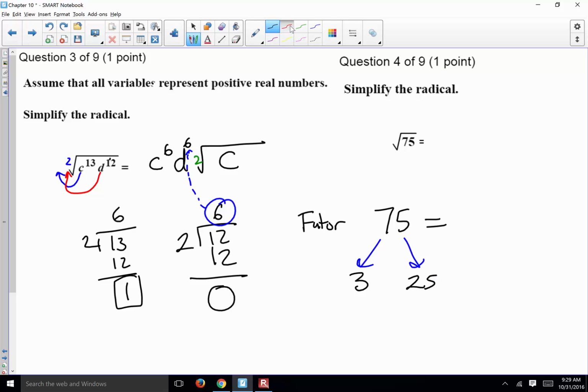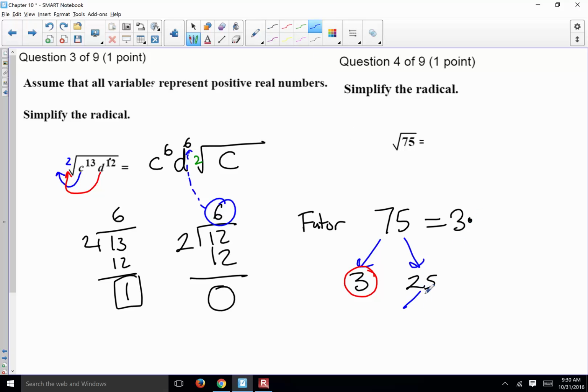25. And then go forward if there is any further factoring going on. Can you break 3 more? No, so this is locked. Whenever you have a locked number, put it right here. That's one of the factors.